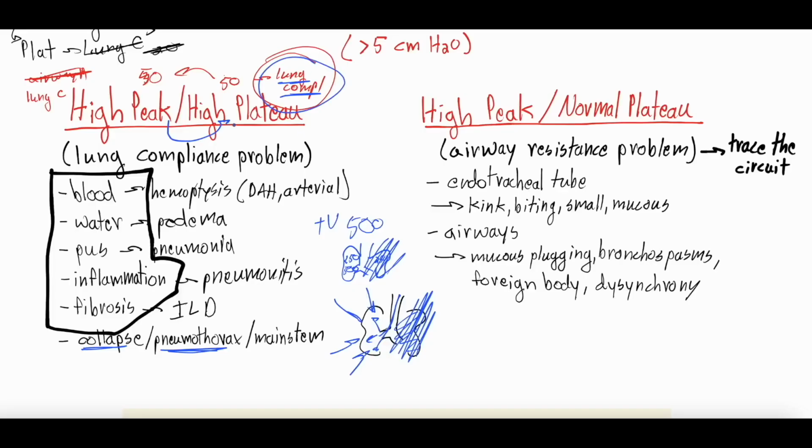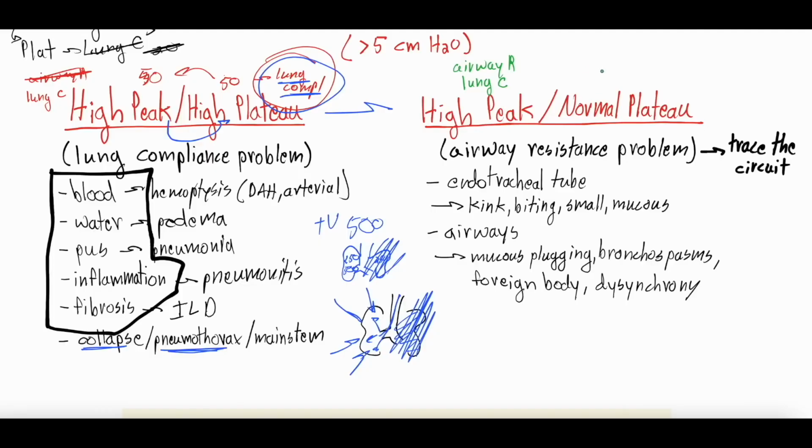Whereas if the plateau pressure is normal, it's low, so it does not equal the peak pressure, then we know it's an airway resistance problem. I feel like I'm repeating myself over and over, but this is just to really drive home the point, right? Peak pressure is both airway resistance and lung compliance, because the peak pressure is the pressure the ventilator is experiencing when it's pushing a breath in through the airways and inflating the lungs.